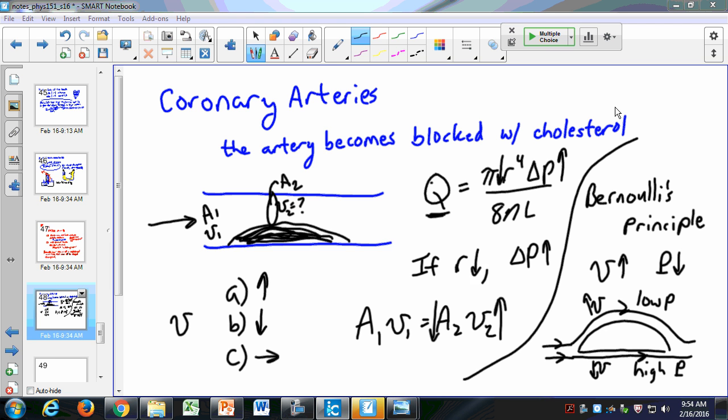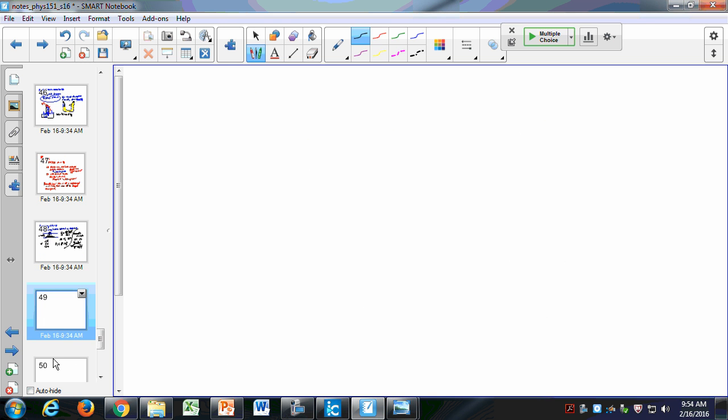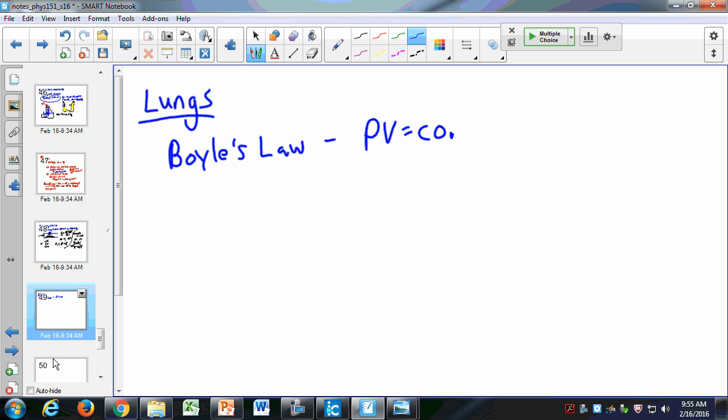Alrighty. Coronary arteries. Okay, now let's look at the lungs. Remember Boyle's Law. We had it on the last test, but you can see it again on this test with regards to the lungs. Boyle's Law just says that PV is constant.